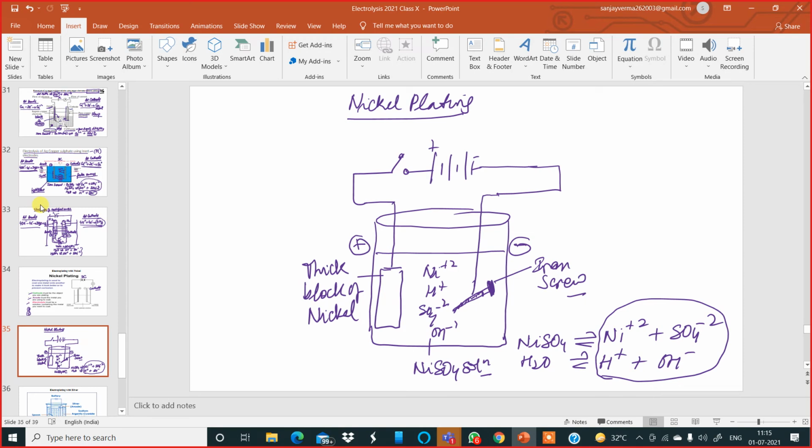Now when the switch is put on, current flows in this direction, electrons flow in this direction. All the electrons come and accumulate on this iron screw, which is acting as the cathode, and current comes this way carrying the positive charges and accumulates over here on the thick block of nickel. This is acting as the anode. Now the movement of the ions begins. The nickel and the hydrogen ions will go to the cathode, whereas the sulfate and the hydroxyl will go to the anode. Now the discharge will begin at the cathode.